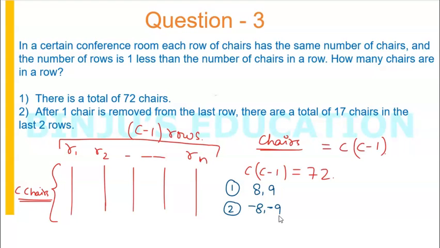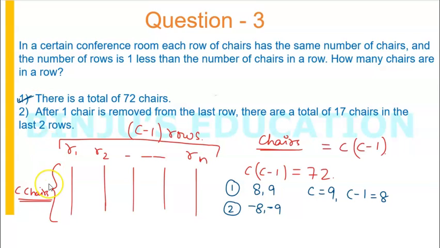Now C represents the number of chairs, hence it can't be negative, which means the only possibility is C being positive. The value of C has to be 9. In that case, C minus 1 has to be 8. So each row consists of 9 chairs, and there are a total of 8 rows. So statement 1 alone is definitely sufficient to answer the question.